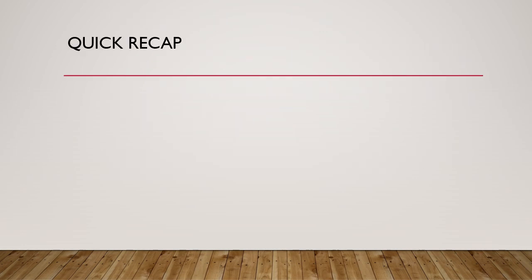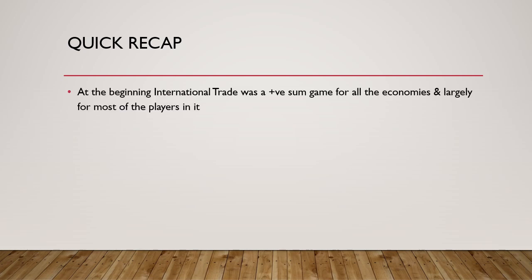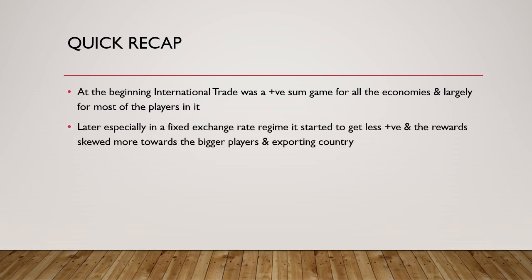So a quick recap of the first two parts. We saw that at the beginning of international trade, it was a positive sum game for all the economies and largely for most of the players in those economies. Later on, especially in a fixed exchange rate regime, international trade started to get less and less positive, as the rewards were more skewed towards the bigger players in the economy and also towards the exporting country. It's less stark in a floating exchange rate regime as adjustments take place, but it is present even there as well.